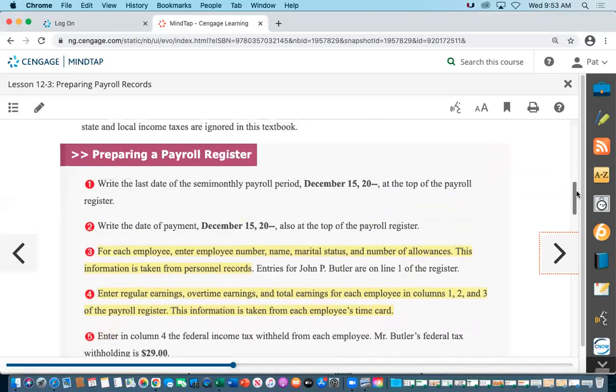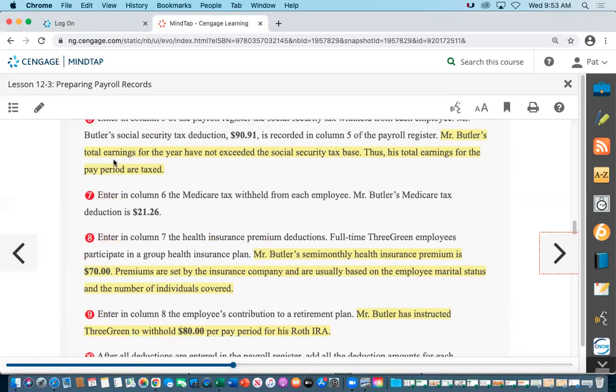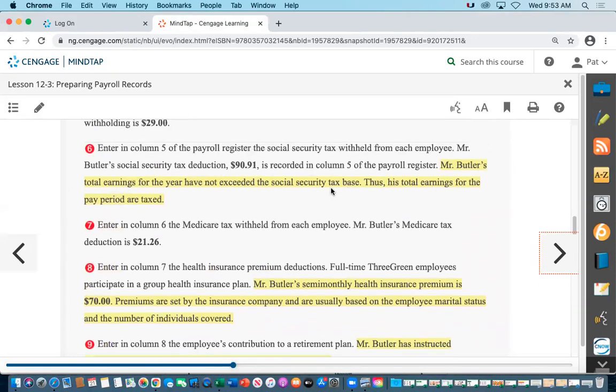Okay. Again, you do not need to highlight these. These are just high notes I'm going to briefly mention, and I've already done it. You're talking about the employee name, marital status, allowances. We talked about that already. Regular, overtime, total earnings need to be included in there. You're going to figure out the tax. You need to make sure that the Social Security does not exceed the Social Security tax base. We talked about that a little bit.